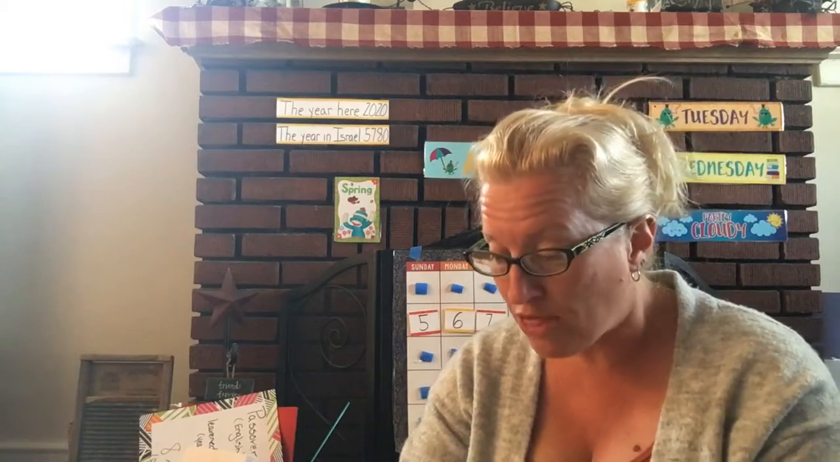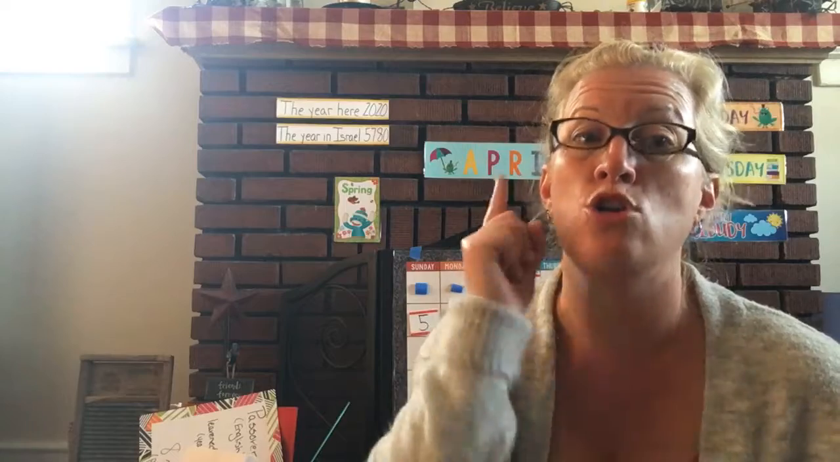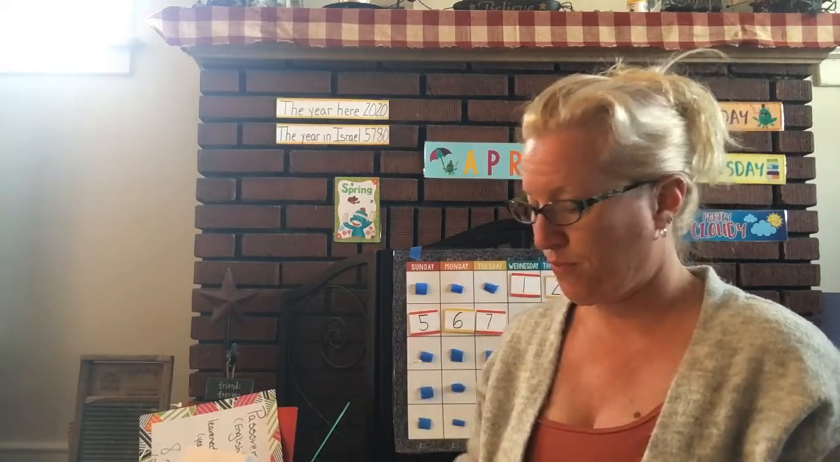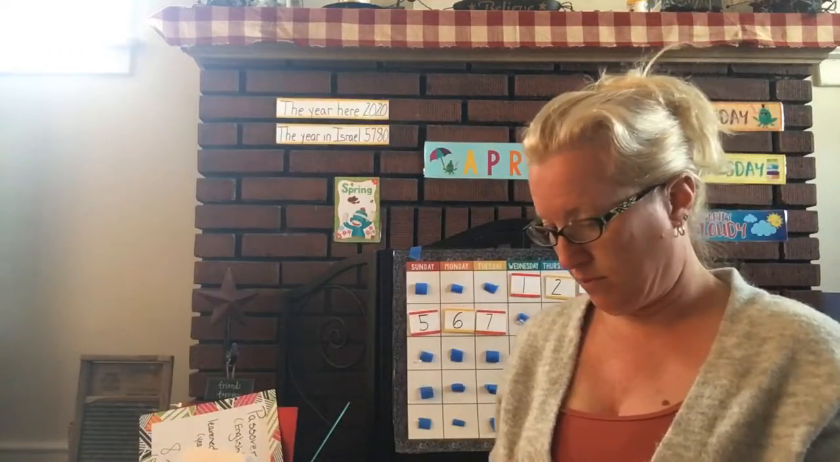Plague number 5. Hear our cry. Soon animals began to die. Egyptians pleaded, Pharaoh, Pharaoh, why? But Pharaoh still would not comply. That means he still didn't follow the rules. Then Moses spoke to mean Pharaoh. Our God says, let our people go. And Pharaoh said, no, no, no. A plague, a plague, a plague.